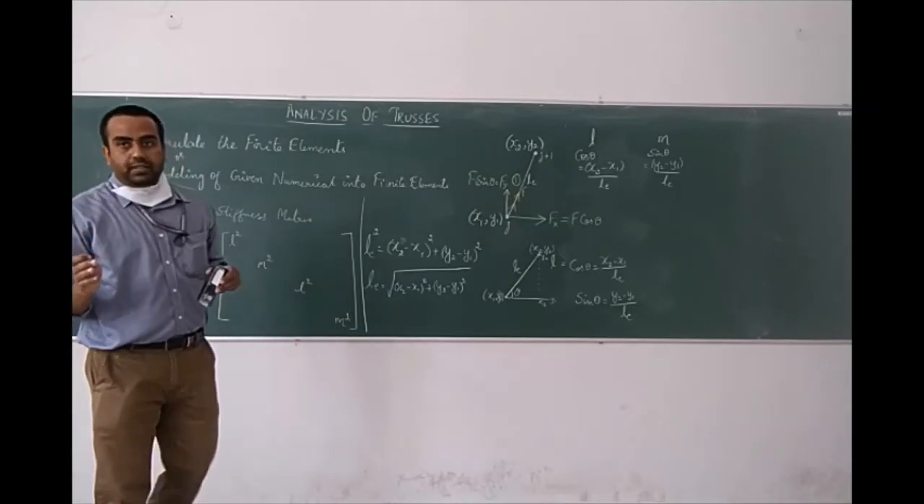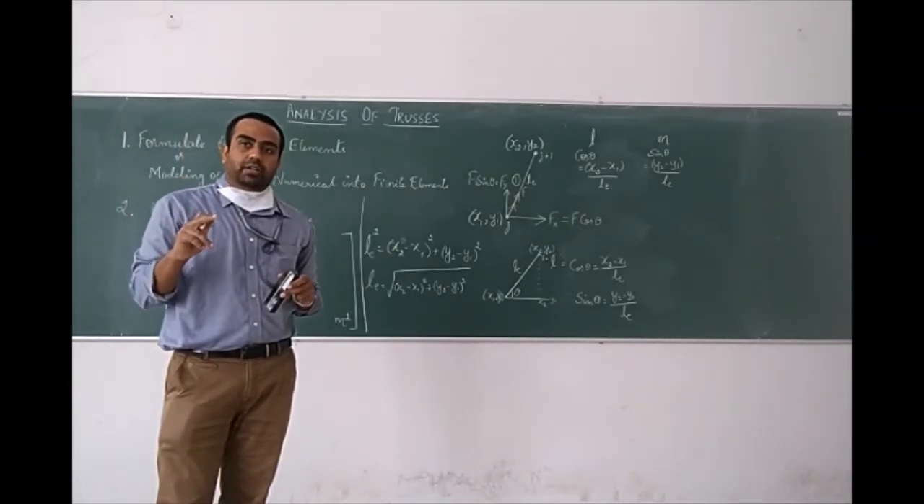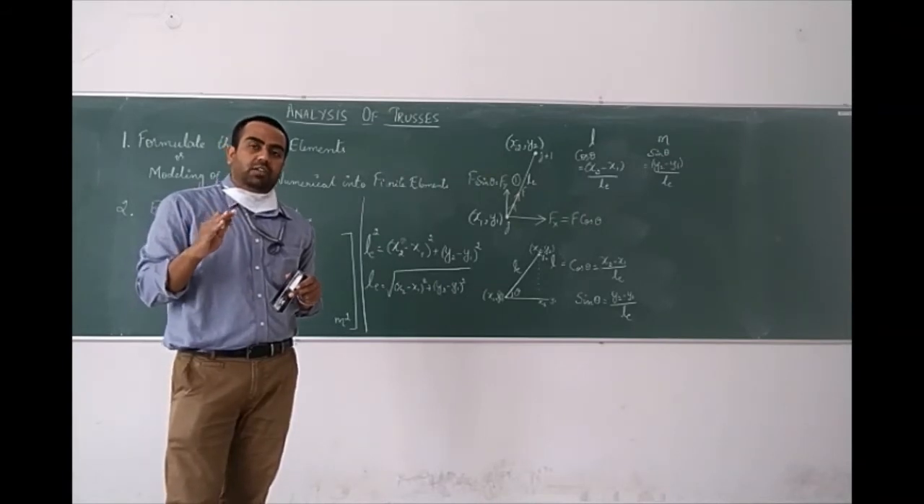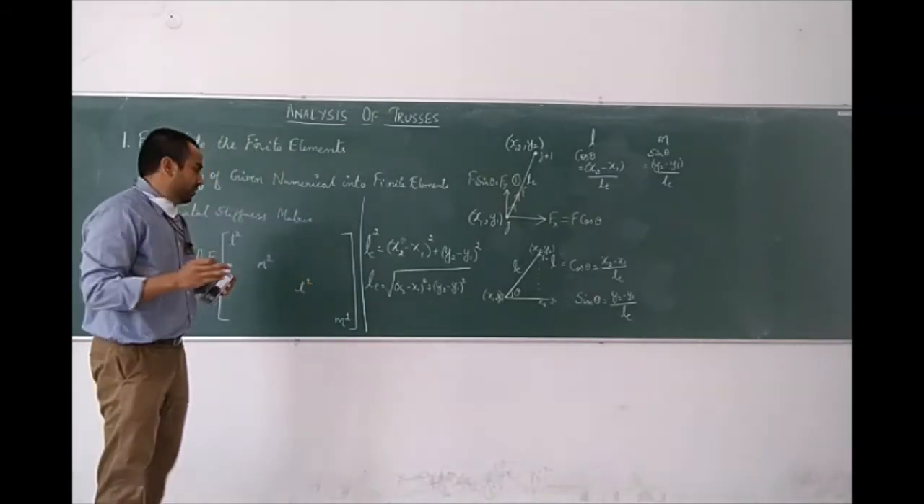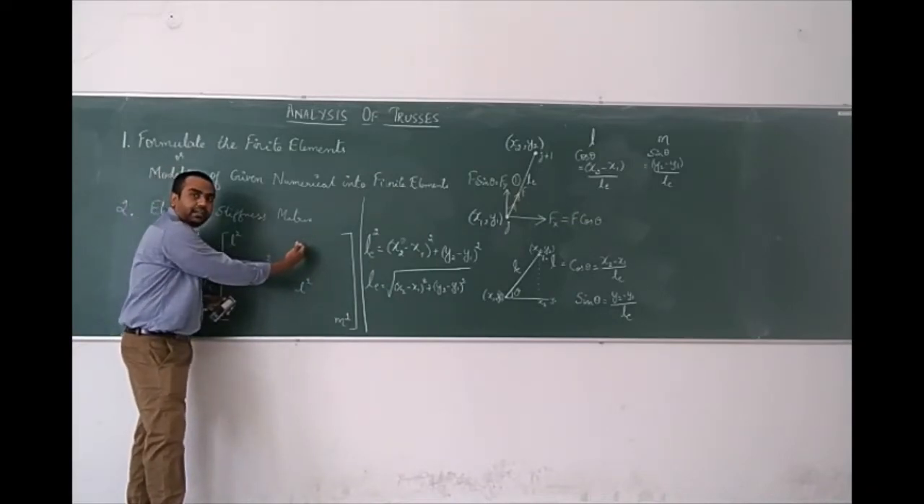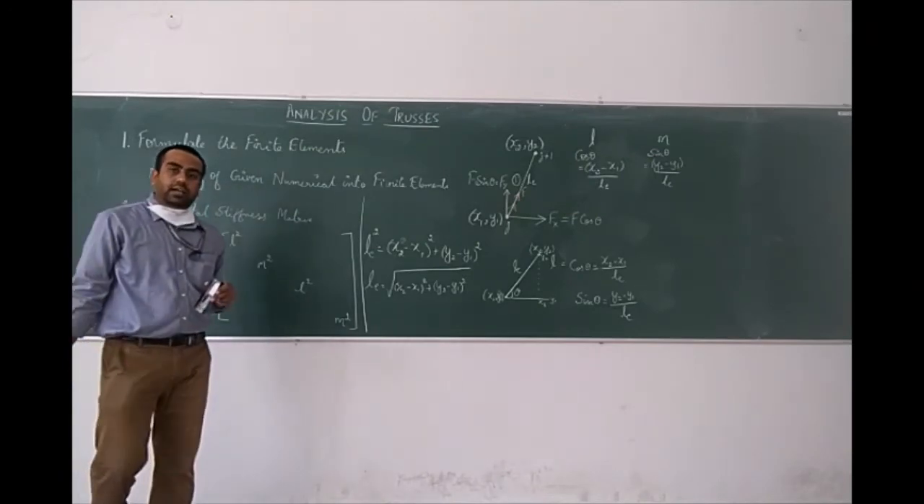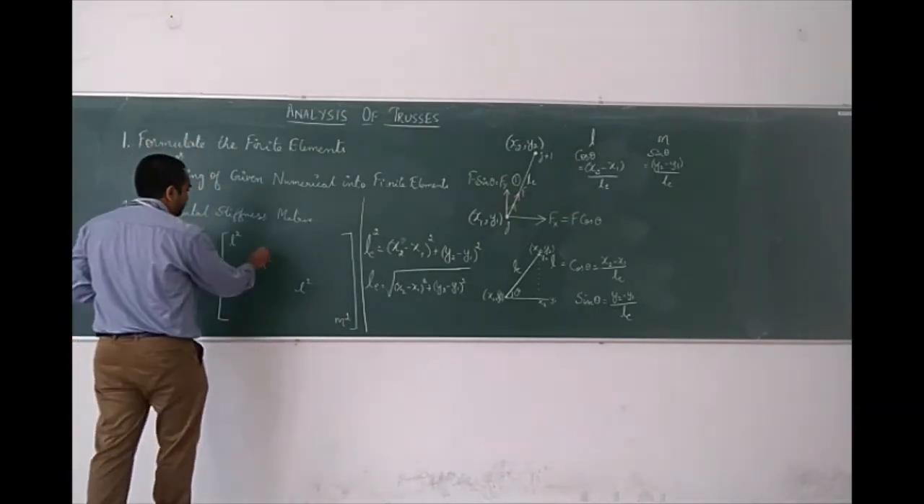Next, the stiffness matrix, they are always symmetric in nature. Please do remember it. Stiffness matrix is always symmetric in nature. What does symmetric in nature mean? The elements on the upper half of the diagonal will be the same as the elements on the lower half of the diagonal.